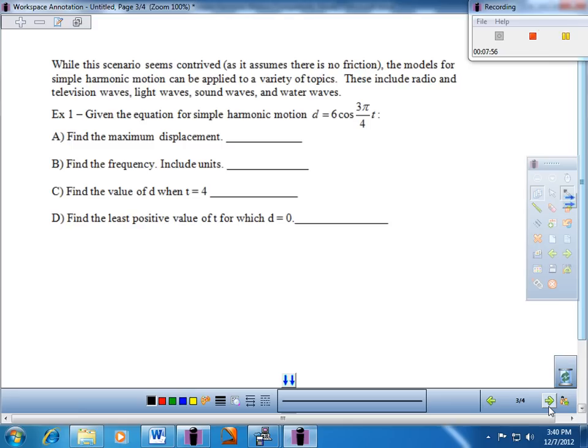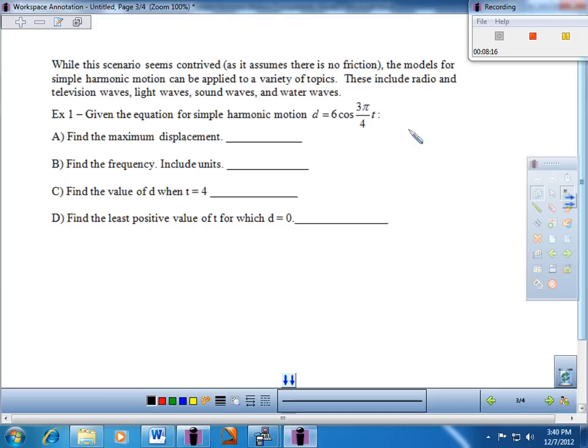So it says, while this scenario seems contrived, and really the big piece here is it assumes there's no friction. And by the way, this is what's called simple harmonic motion. If we included the friction piece, the path of the object would be getting closer and closer to the equilibrium. That model is what is called damped harmonic motion. So anyway, while this scenario seems quite contrived, the models for simple harmonic motion can be applied to a variety of topics, and these topics include radio and television waves, light waves, sound waves, water waves, etc. So again, really the path of an object moving back and forth or up and down on the same path.